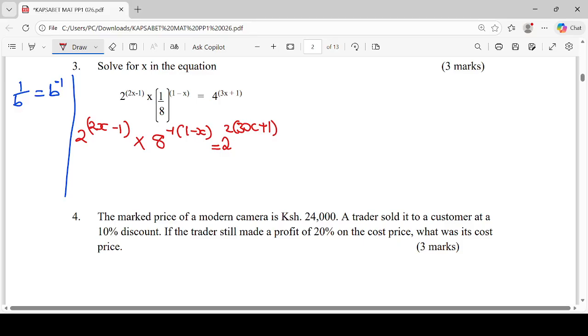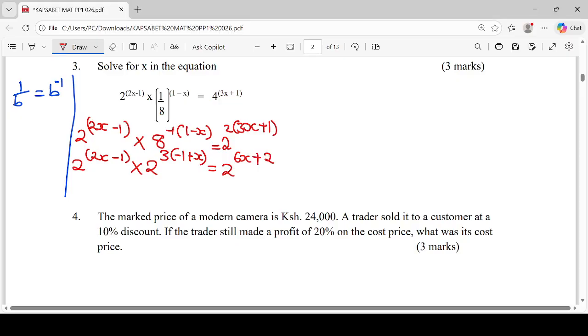Step number 2, this now will become 2 raised to power 2x minus 1 being multiplied by, remember 8 can be written as 2 cubed. So this will be 2 cubed into, remember when you have negative 1 into 1 minus x, that will just become negative 1 plus x. That way should be equivalent to 2 into, this can be written as 6x plus 2.